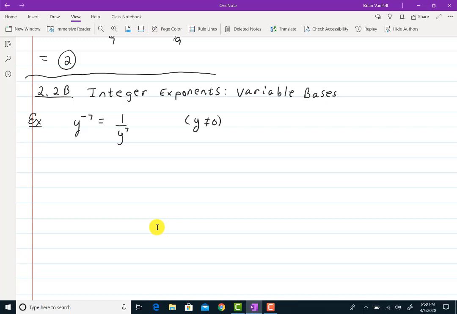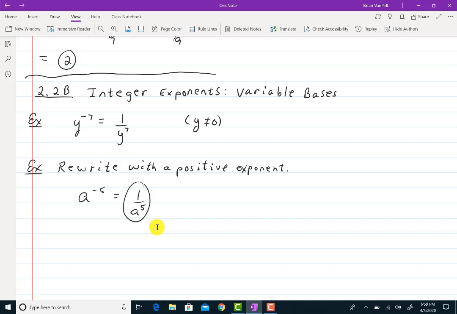Usually what they'll want you to do for each of these examples, like this last one, is this: I give you something like this, and the directions might be, "Rewrite with a positive exponent." That may be the instructions. Then you're given this: a to the -5 equals 1 over a to the 5. And that's all they expect you to do with it, because now the exponent is positive.